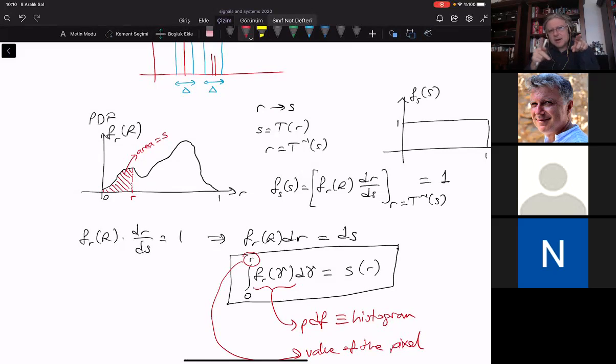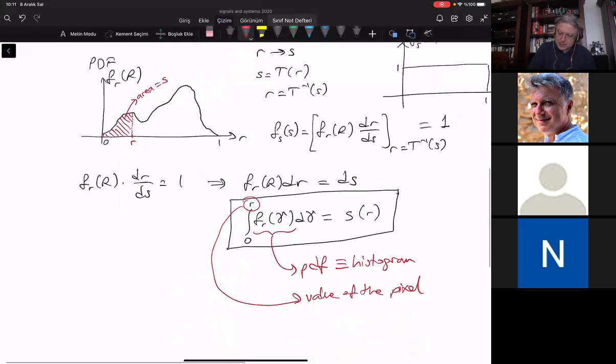If you increase R all the way up to 1, that value will be mapped to the area underneath, which is, again, 1. So 1 is mapped to 1, 0 is mapped to 0, and everything in between is mapped to a value between 0 and 1. And as R increases, the accumulated area is also increasing. That's how the idea of histogram equalization works.